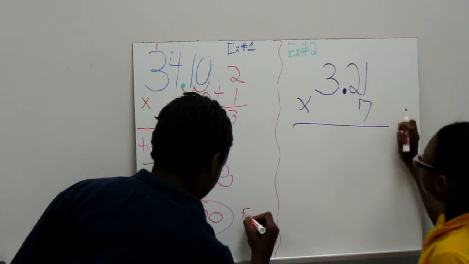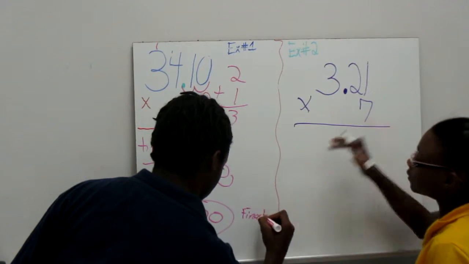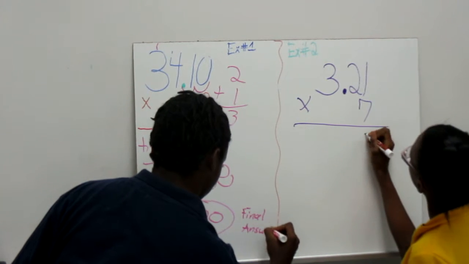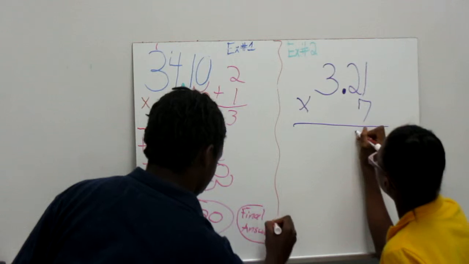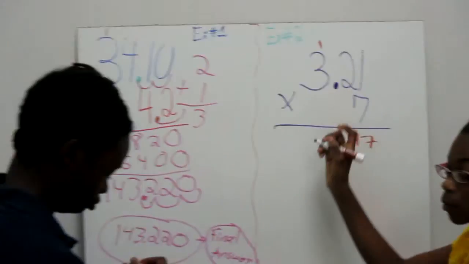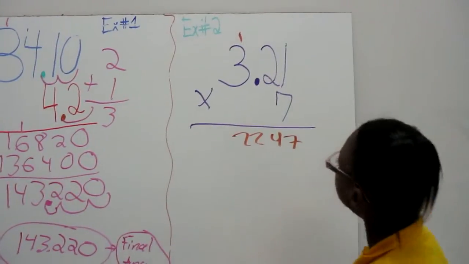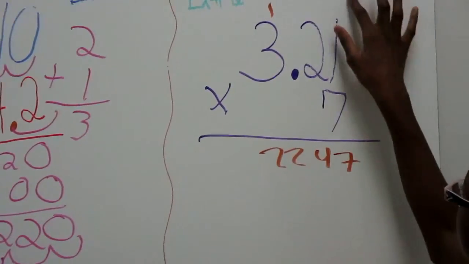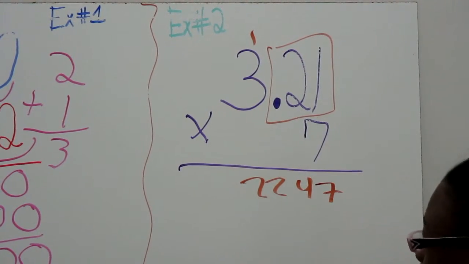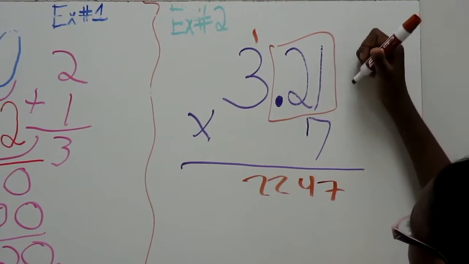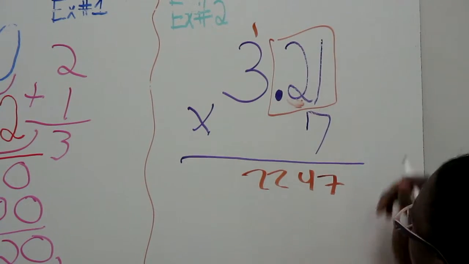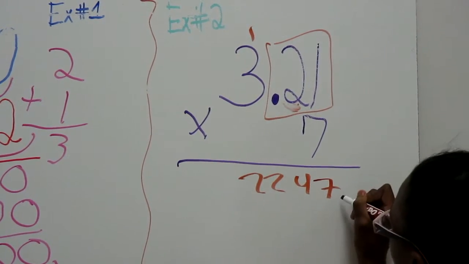On this side, I have example number 2. I'm going to be working with a whole number instead of a decimal number. So here we are. 7 times 1 equals 7. 7 times 2 equals 14. 7 times 3 equals 21. Plus that 1 equals 22. So now I'm looking at my decimal number right here. That number is behind the decimal. So now what I do is I count 1, 2. So I see those 2.